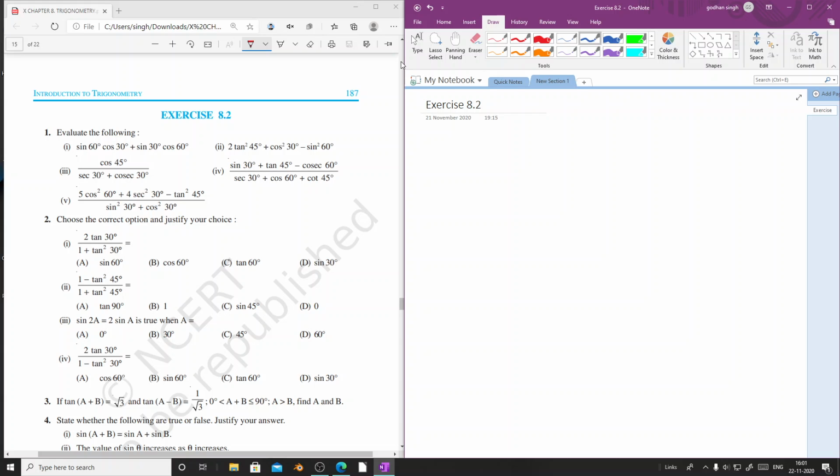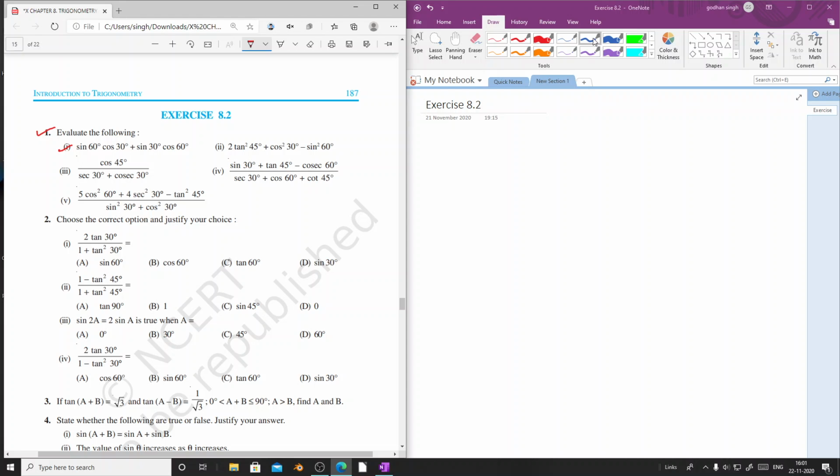Exercise 8.2, question number 1, first part. Evaluate the following: sin 60 degree cos 30 degree plus sin 30 degree cos 60 degree. To solve this one, we have to simply put the value of sin 60 and cos 30, and in the second portion we will be putting the value of sin 30 and cos 60, and we will be getting the answer.